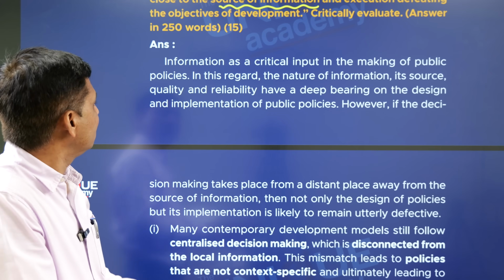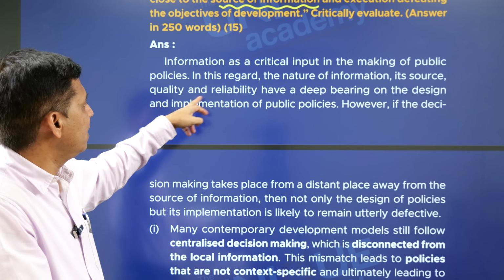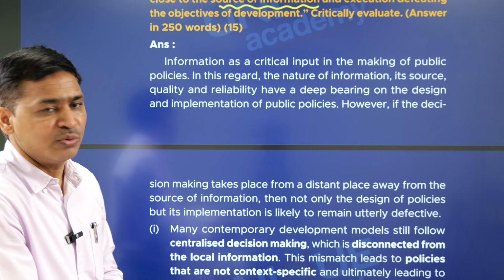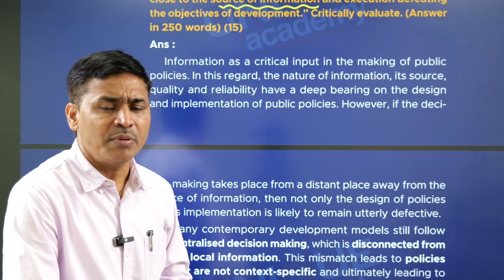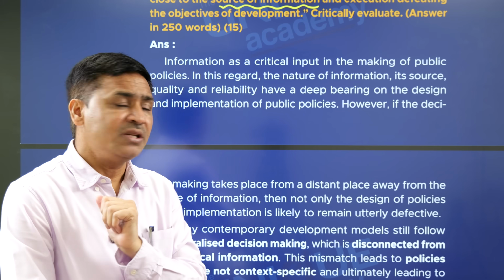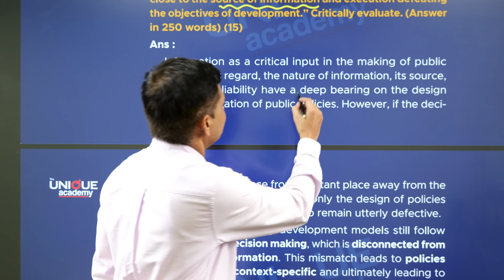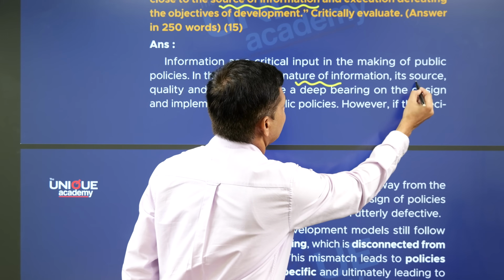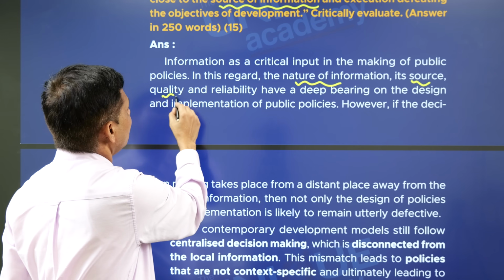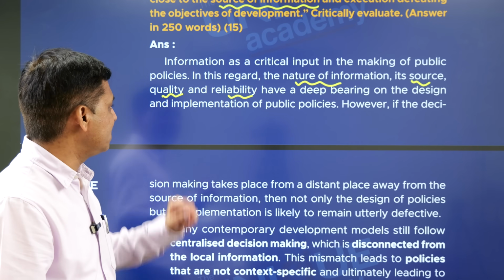Information is a critical input in the making of public policy. There is no doubt about that. In this regard, the nature of information, its source, quality, and reliability have a deep bearing on the design and implementation of public policies. We have made a mention of different aspects and facets of the information. So, look, the nature of information, to be specific, its source, its quality, and the reliability have a deep bearing on the design of the policy as well as the implementation.